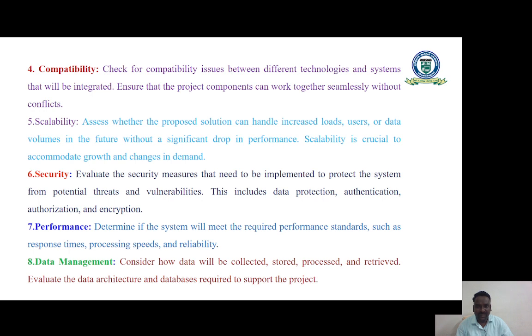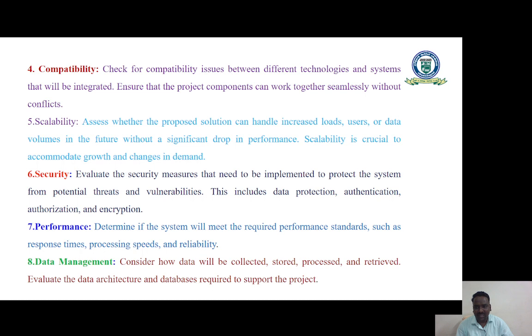Fourth one, compatibility. Check for the compatibility issues between different technologies and systems that will be integrated. Ensure the project components can work together seamlessly without conflicts.